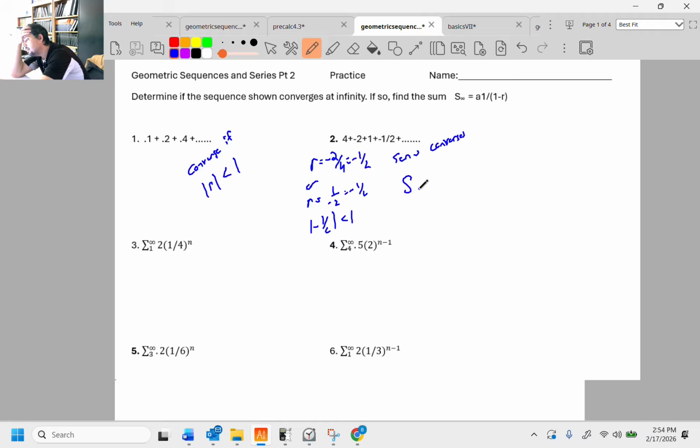All right, so the sum of an infinite number of terms is this formula right here. The first term, which is 4, over 1 minus the ratio, which is -1/2. I'm going to do math by hand. 1 minus a -1/2 is 1 plus a half, which is 3/2. Dividing by a fraction is multiplication by its reciprocal. 4 times 2 is 8.